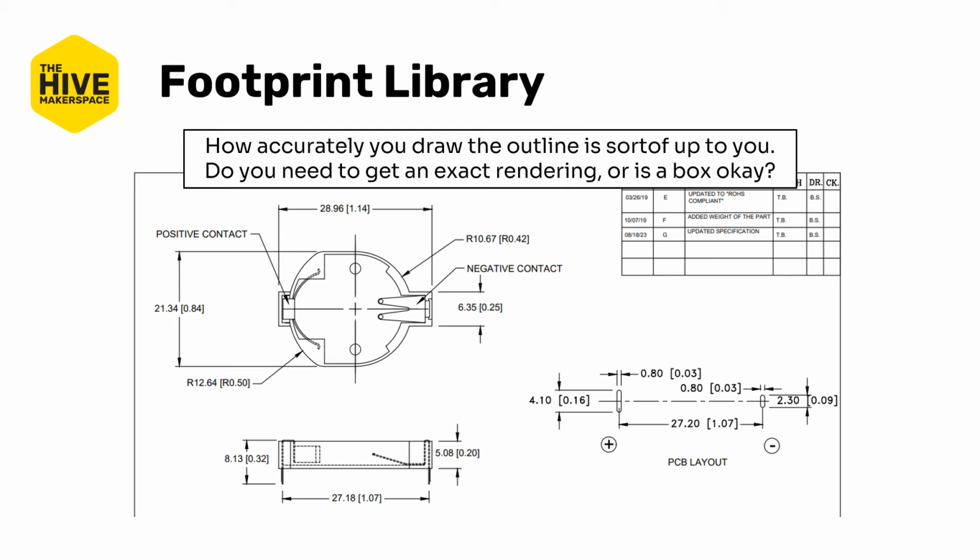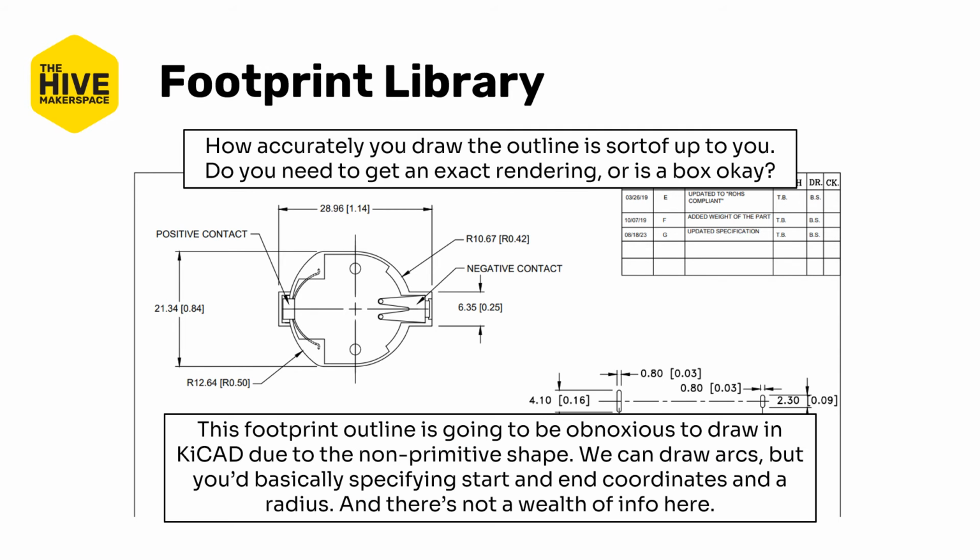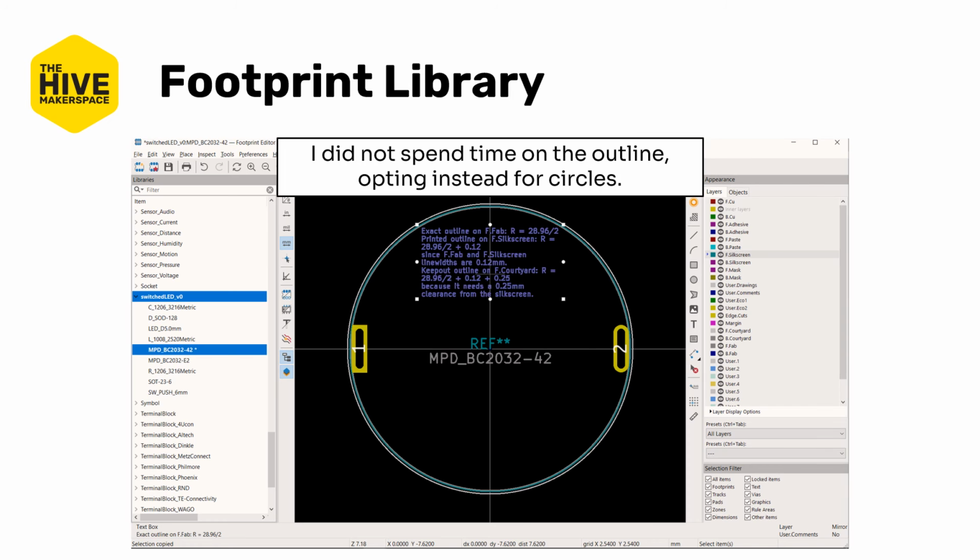How accurately you draw this outline is up to you. Do you need to get an exact rendering, or is just a box okay? Depends on your requirements. This footprint outline is going to be pretty obnoxious to draw in KiCAD due to the non-primitive shapes. We can draw arcs, but you're basically specifying the start and end coordinates and a radius, and there's not a lot of info here, so there's going to be a lot of math and figuring out exactly where stuff goes. So I didn't spend a lot of time on the outlines.